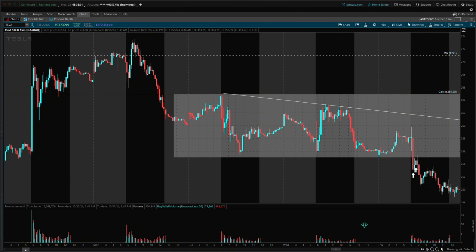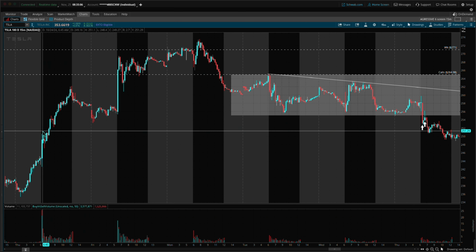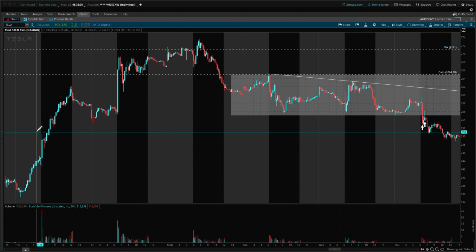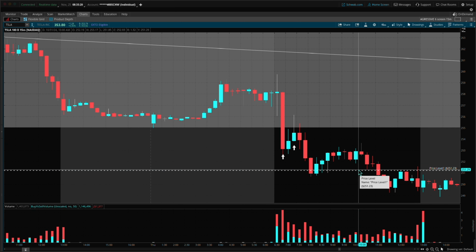And in this case, if you zoom out just a little bit more, I didn't use this low. I ended up using this wick over here, this reaction of this general area, and I'll mark it off for you guys so you can see. It's 251.23. That is where I set my price target.